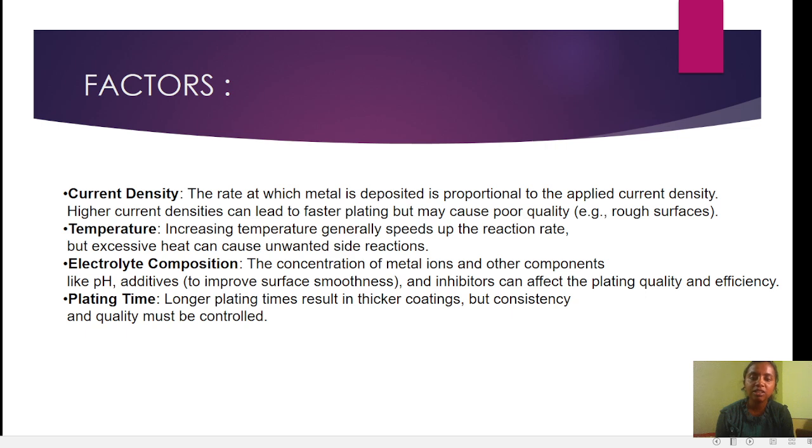Plating time. Longer plating time results in a thicker coating, but consistency and quality must be controlled. If we apply plating for a long time, it gives a thick coating, but we also need to maintain proper consistency and quality. These are the four factors: current density, temperature, electrolyte composition and plating time.